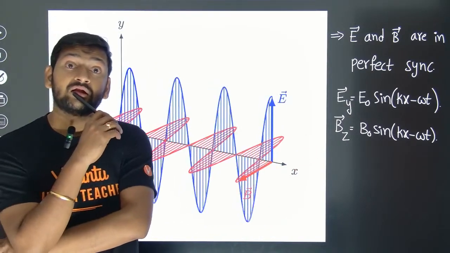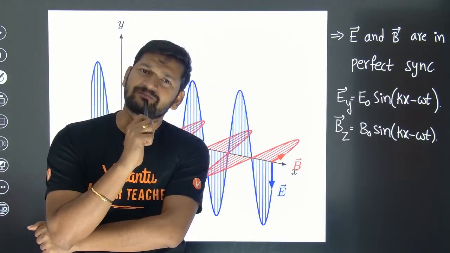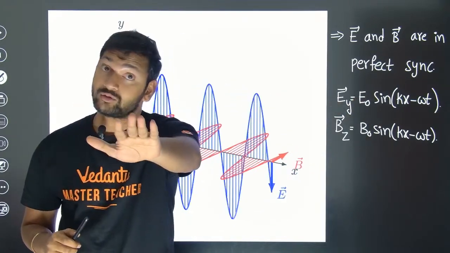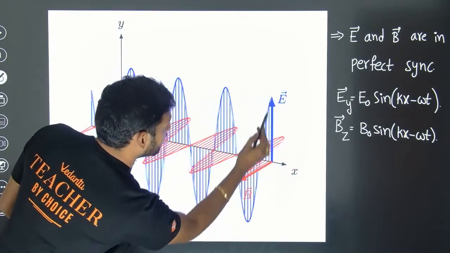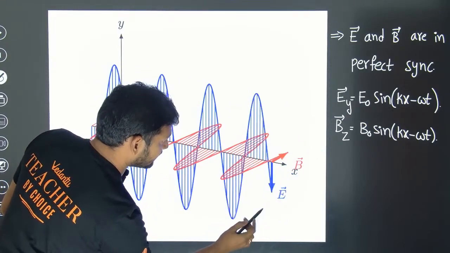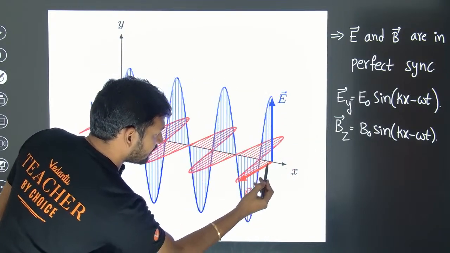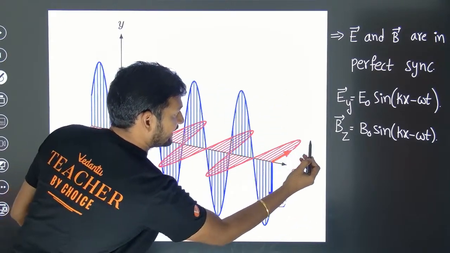Okay. Now you might have a doubt. Sir, will the electric field always have its direction in the positive Y? No. You see, now it is positive Y. Now it is negative Y. Now it is positive Y. Now it is negative Y. Now it is positive Y. Now it is negative Y. Let us look at B. Positive Z, negative Z, positive Z, negative Z.